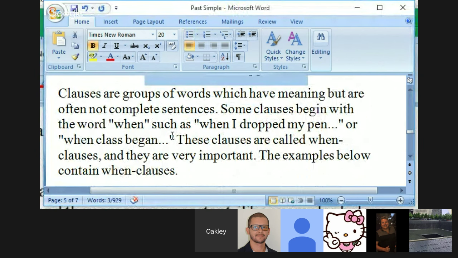Clauses are groups of words. We have dependent and independent clauses. An independent clause is a complete sentence, and a dependent clause needs some help from another independent clause in order to form a sentence. A very, very common subordinator or beginning to a dependent clause is "when." For example, "when I dropped my pen," or "when class began." These are called when clauses, and they are really commonly used in English.